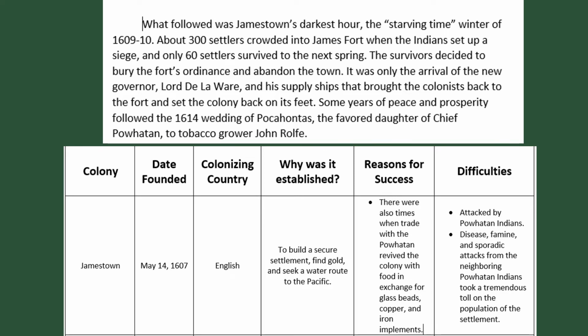Some years of peace and prosperity followed the 1614 wedding of Pocahontas, the favored daughter of Chief Powhatan, to tobacco grower John Rolfe. So let's look at this here.